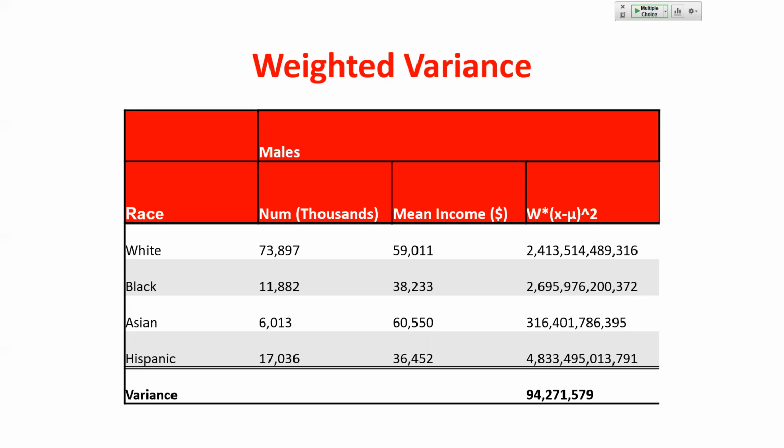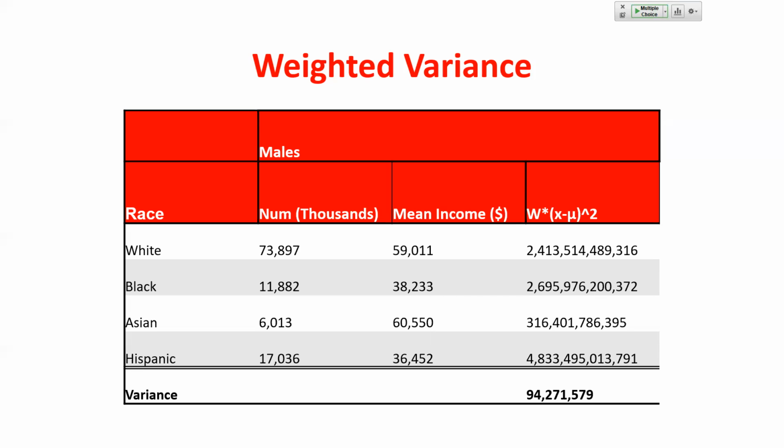I can't grab just the male income data; we've broken it down by race. This group's deviation from that mean of 53,000 should be weighted more because it represents a higher number of individuals. So what I would do is take that 59,000, subtract the mean of 53,000, square that value, and then multiply it by the weight of 73,000. Write that number down and go to the next group.